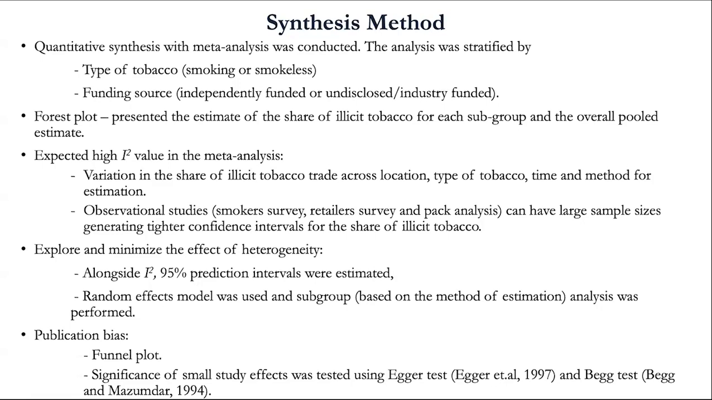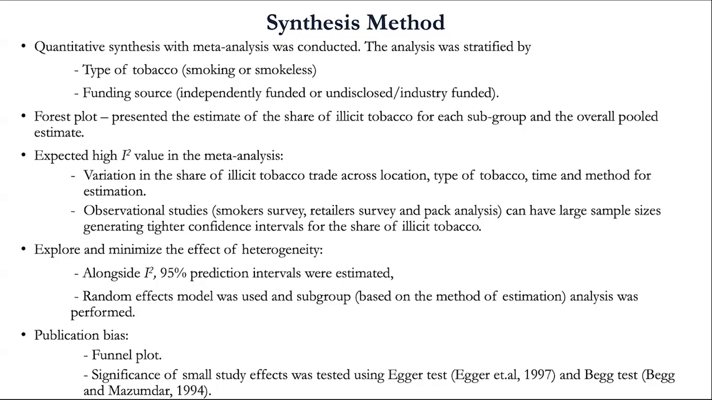Additionally, since these illicit tobacco studies are most of the time designed as observational ones, such as they are based on smokers surveys or retailers surveys and pack analysis, usually they involve large sample sizes, which create tighter confidence intervals for their estimates of the share of illicit tobacco. So because of all these, we were expecting a lot more heterogeneity, and along with it a high value of I square. So just to explore that, we performed subgroup analysis, and besides the normal confidence interval, we also estimated the prediction interval for our grand estimation. And we employed a random effects model for the estimate of the illicit tobacco.